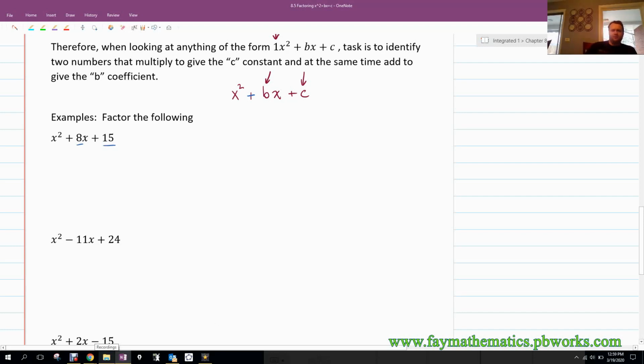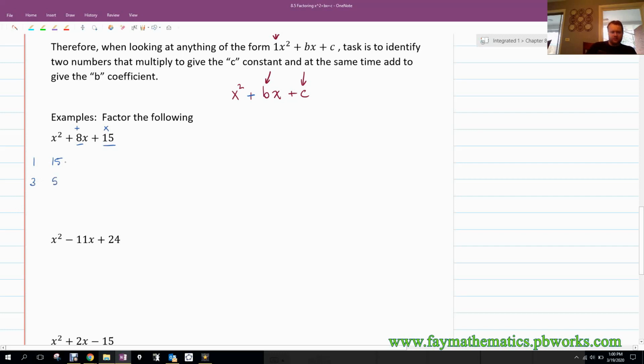Alright, so when we look at this first example, remember the 15 is our C, the 8 is our B. We're going to try to list our factors of 15 because we're looking for numbers that multiply together to give me 15 but add to give me 8. So those numbers, obviously 1 and 15, and then 3 and 5.